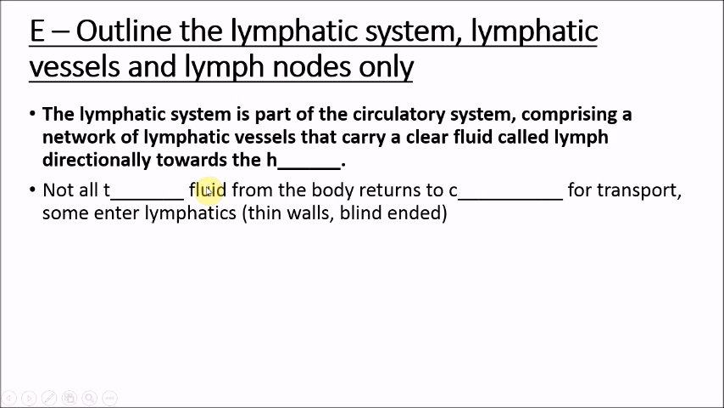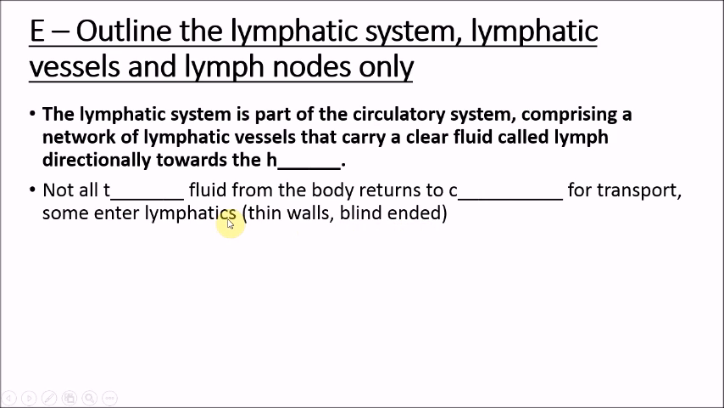Next, we need to outline what the lymphatic system is. Now, basically, it's part of the circulatory system, and it's got its own vessels, and they carry a clear fluid liquid called lymph, and it goes towards the heart. Now, not all tissue fluid from your body returns to your capillaries for transport. Basically, you have tissue fluid in all of your tissues, and a lot of it returns to capillaries to enter the circulatory system, but not all of it does. Some of it enters the lymphatics.